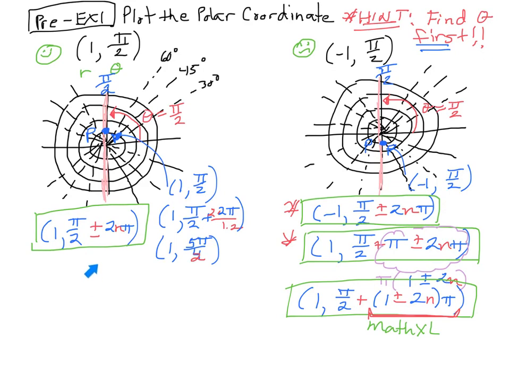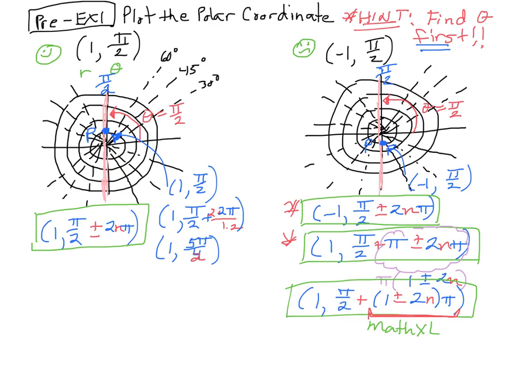So over here, notice that on this one, didn't we change the sign of r? So to find your second set of infinite possibilities, you're going to always change the sign of r. You're going to keep theta as it is, but instead of adding 2n pi, you're going to add 1 plus or minus 2n parentheses pi.